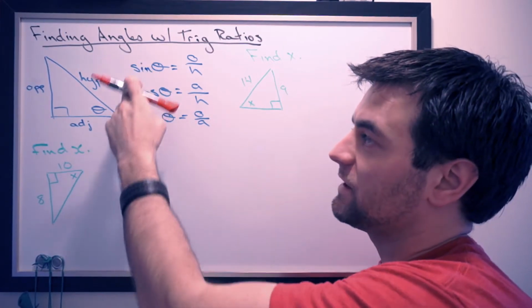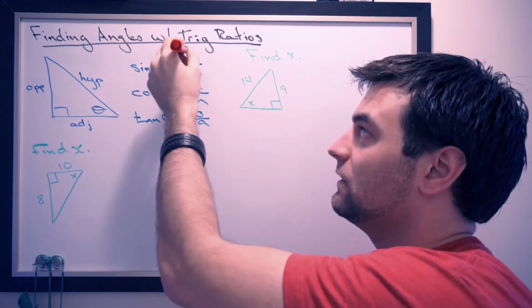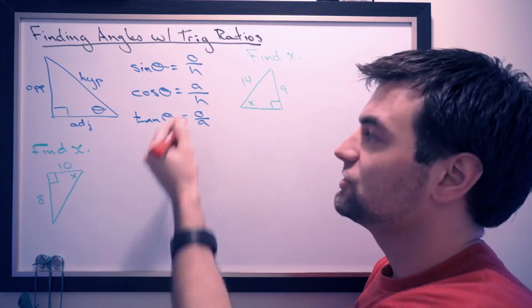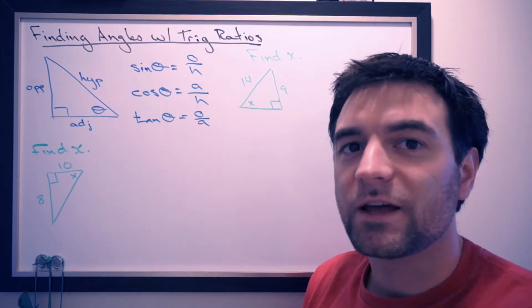The formulas are sine theta, cos theta, and tan theta. Opposite over hypotenuse for sine, adjacent over hypotenuse for cos, and opposite over adjacent for tangent.